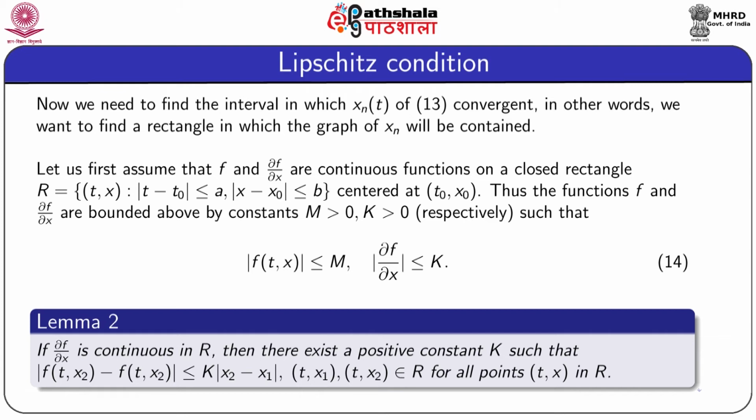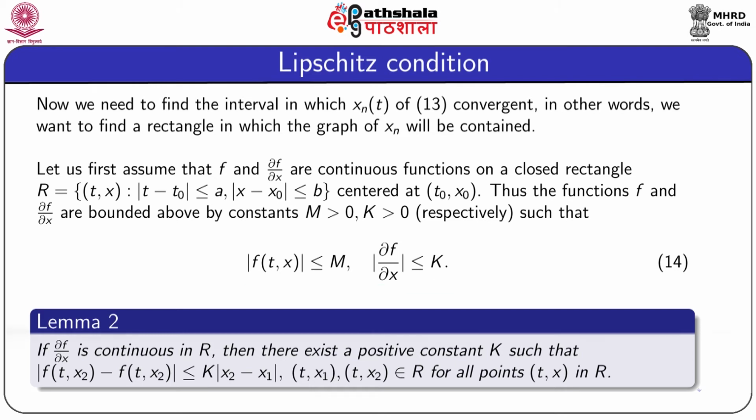Let us first assume f and ∂f/∂x are continuous functions on a closed rectangle R, given by the points (t, x) where |t − t0| ≤ a and |x − x0| ≤ b, centered at (t0, x0). Thus, the functions f and ∂f/∂x are bounded above by positive constants M and K respectively, such that |f| ≤ M and |∂f/∂x| ≤ K.